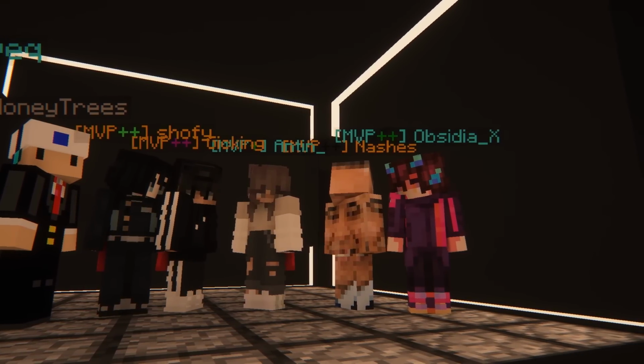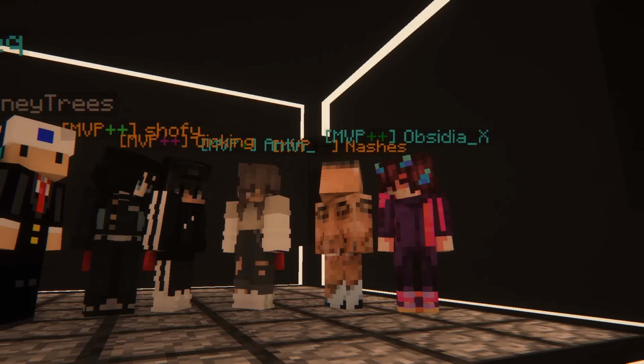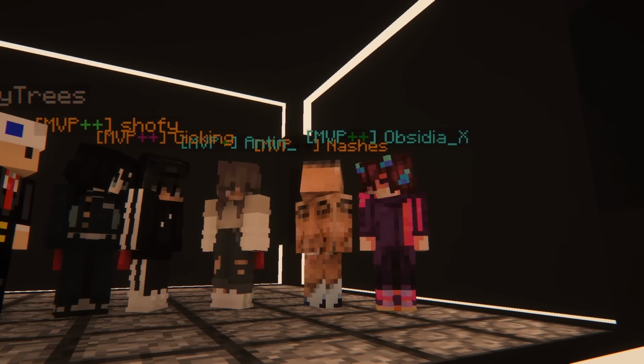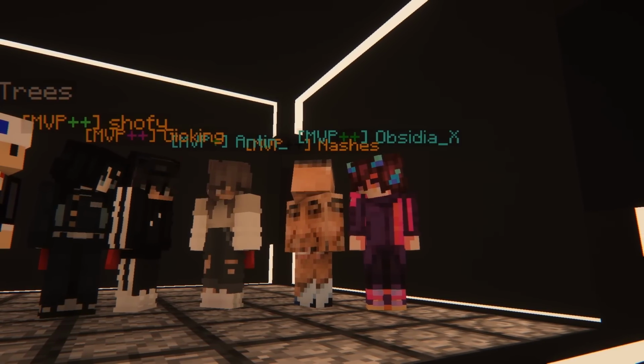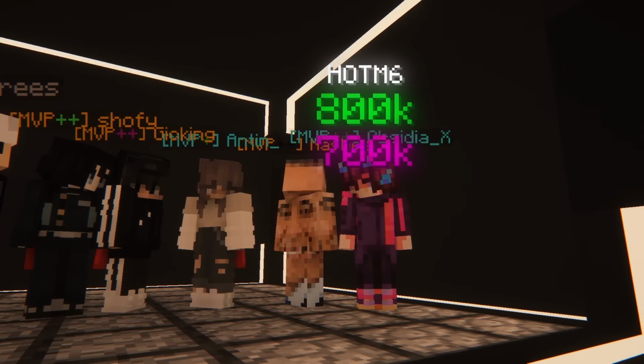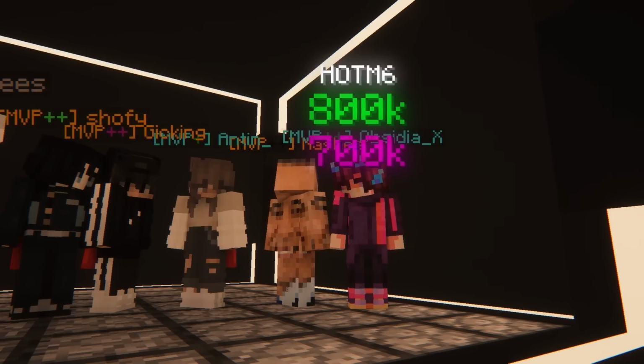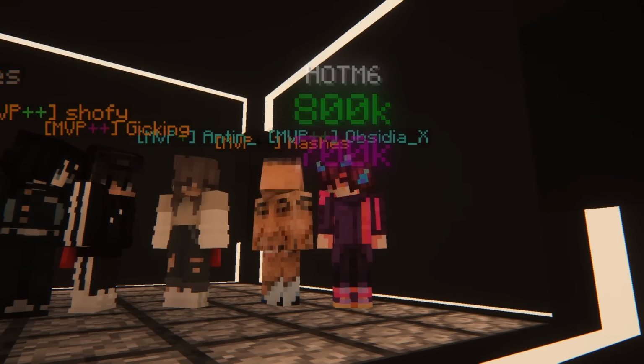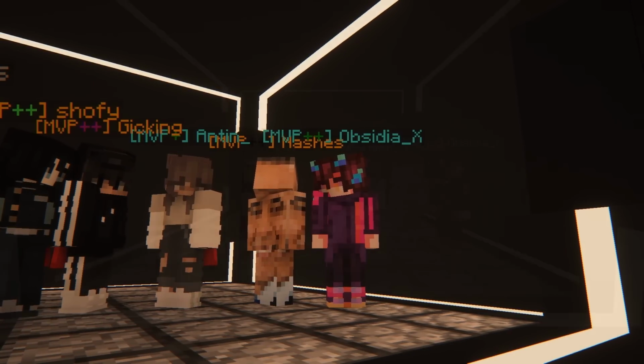Obsidia X, what's your mining setup? I'm Heart of the Mountain 6. I already said my armor for it. I remember my powder amounts are like 800k for mithril and around 900k for gemstone. I never really powder grind it. Just do like commissions every now and then and mainly just mine for profit.